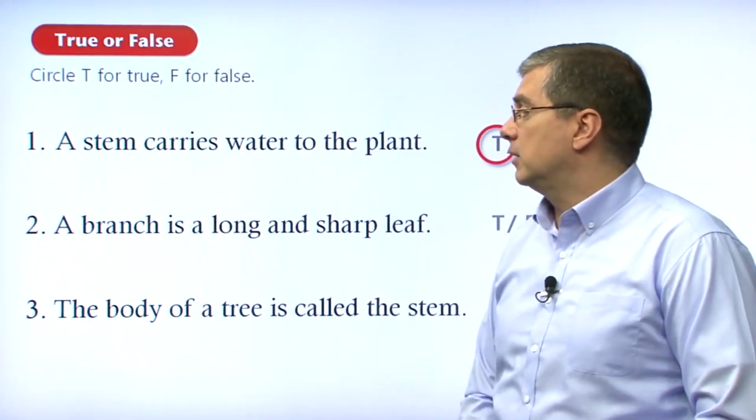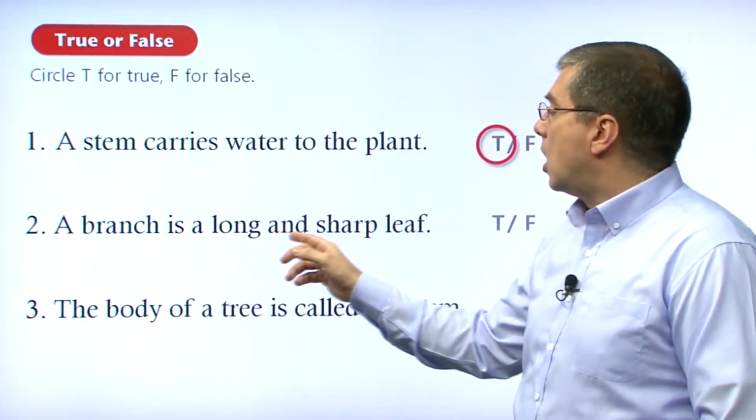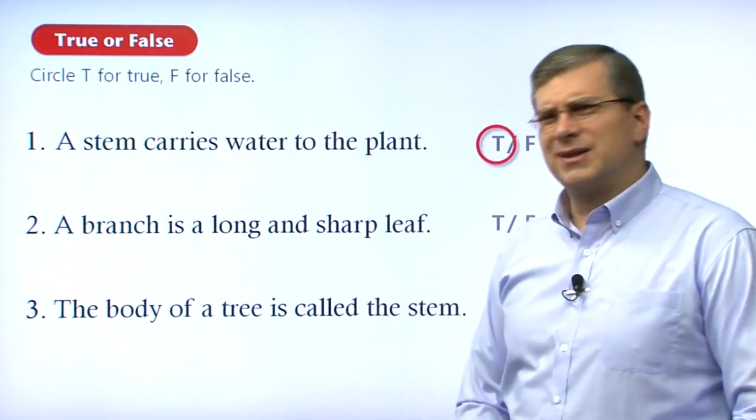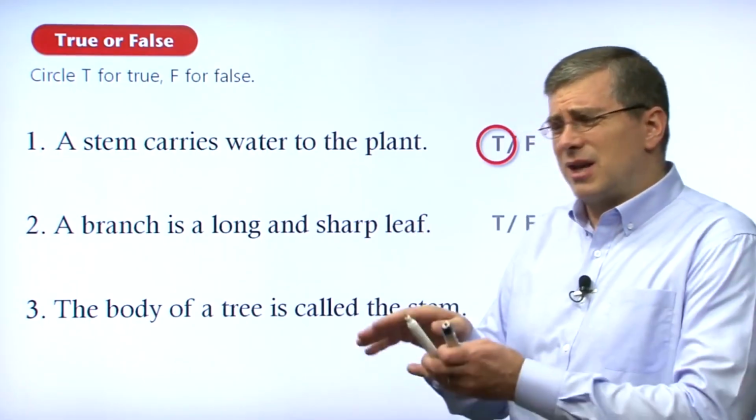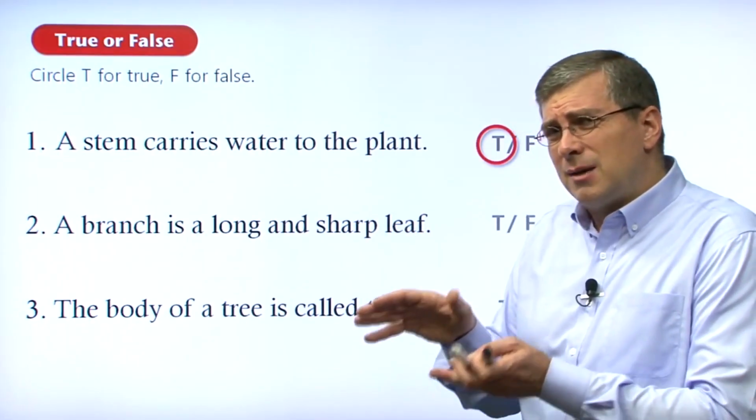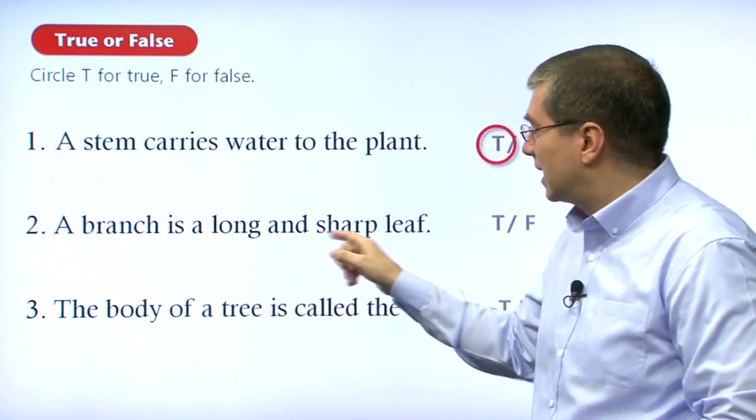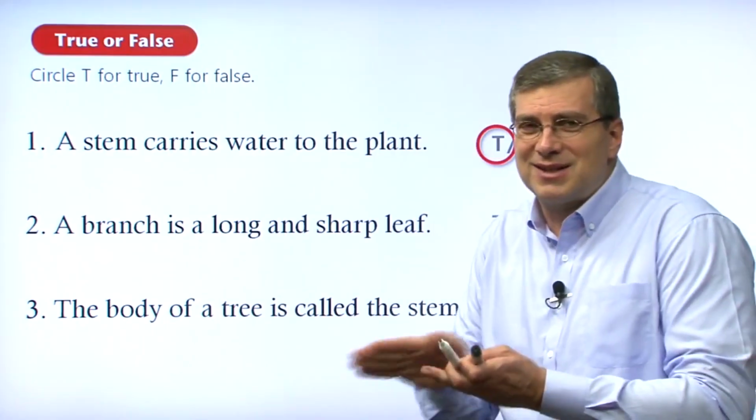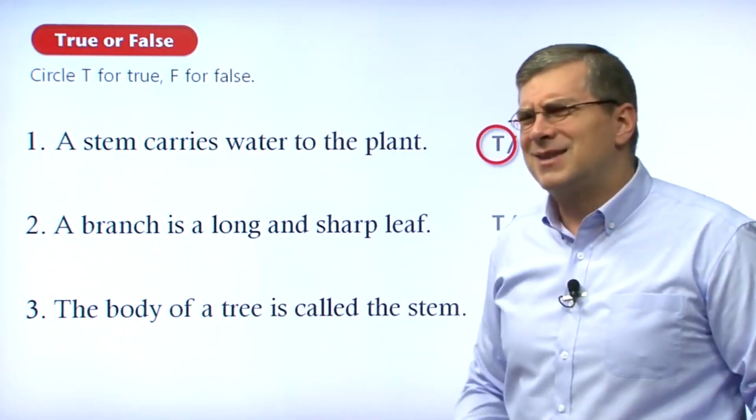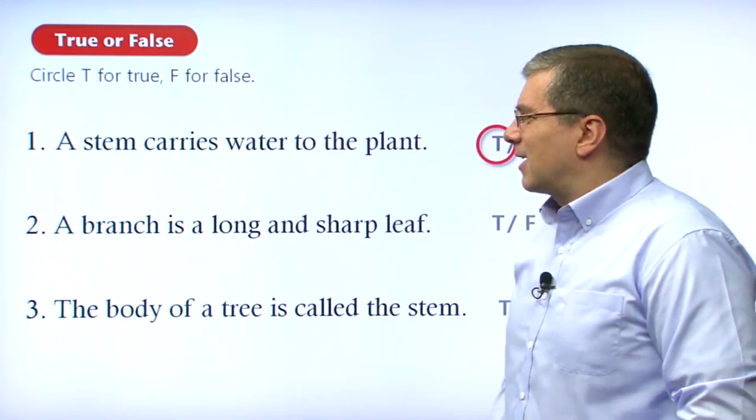Let's move on to number 2. A branch is a long and sharp leaf. Does that sound correct? If you can imagine a leaf, the green part of the plant, very long and sharp. Sharp, you've got to be careful if it's sharp, right? Sharp means it's dangerous. It can poke you. Does that sound right? That's not correct, right?